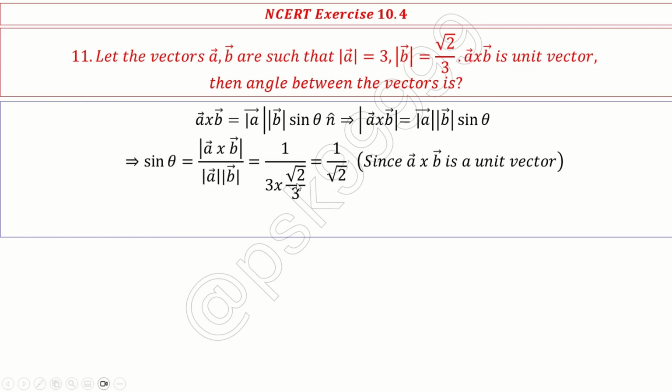So, once you know this one, this is very simple. Sine theta equal to this value, which is nothing but 1 by root 2. Because A cross B is a unit vector, which is given, right? So, this is 1. We know it. Okay, you can also do the same with cross product also. Both are same actually. Okay, so 1 by root 2, which is 45 degrees or pi by 4.